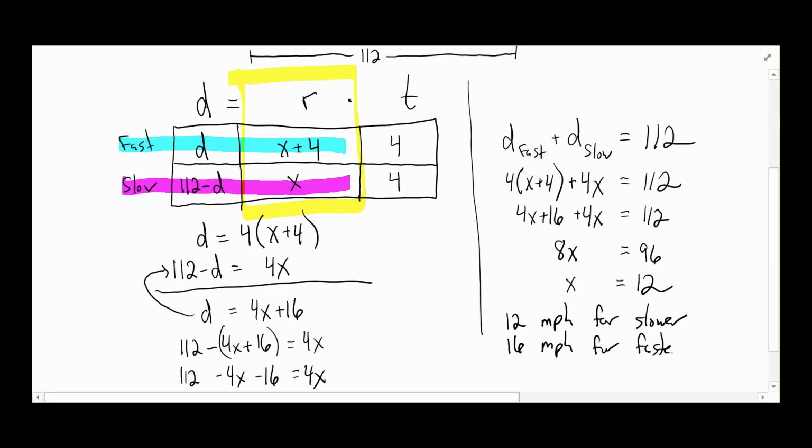So for the faster person, they were going 16 miles per hour. Now don't forget to look at this and say, does my answer make sense? So in this problem, what I'd be looking at to see if it makes sense as far as their speed is to say, are these reasonable bicycling speeds? And so it's a good idea to have some general ideas of what speeds make sense in your head.